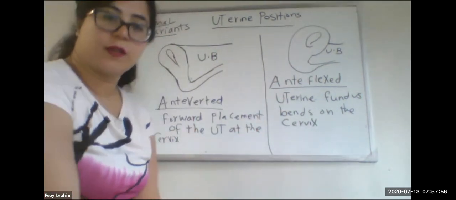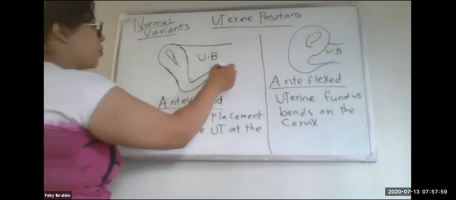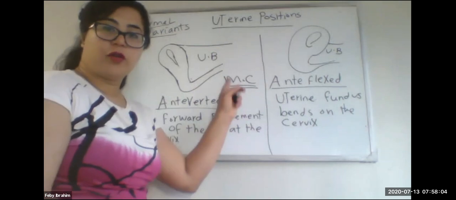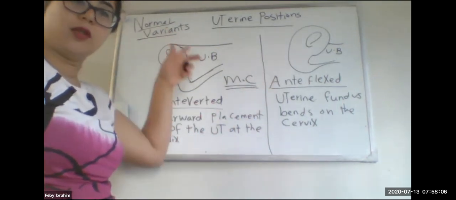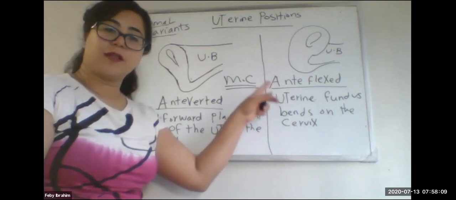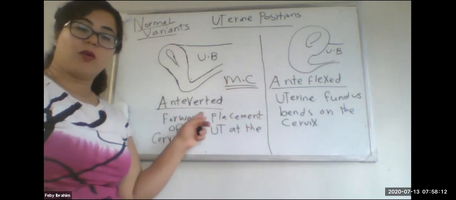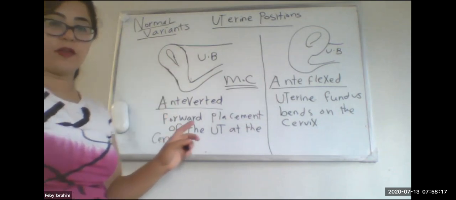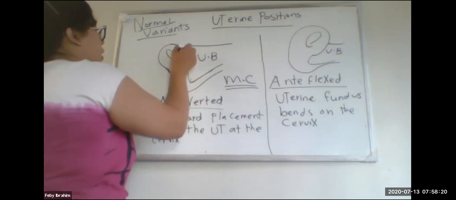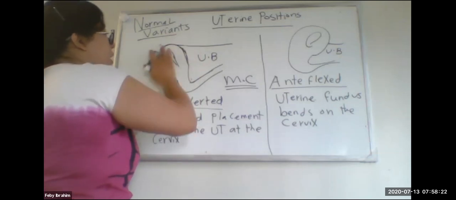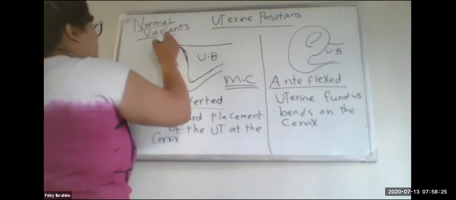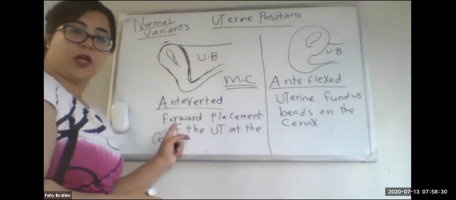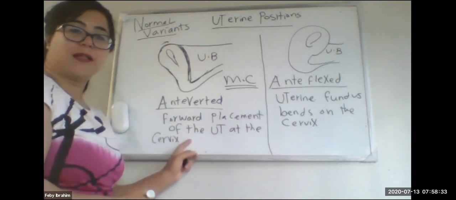So uterine positions. We have the anteverted uterus, and this one is the most common uterine position. For uterine positions, again, this one is normal variance. You're gonna see the forward placement of the uterus at the cervix. Look here, guys, how the fundus, this is the body, it's tilted forward.